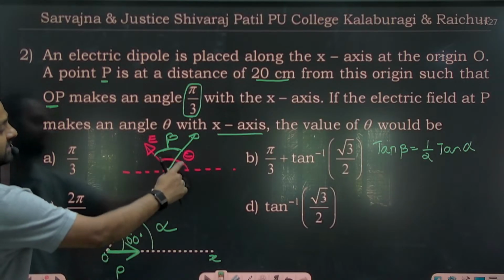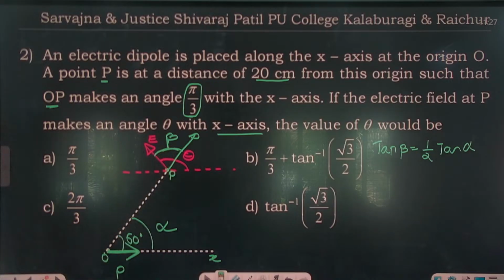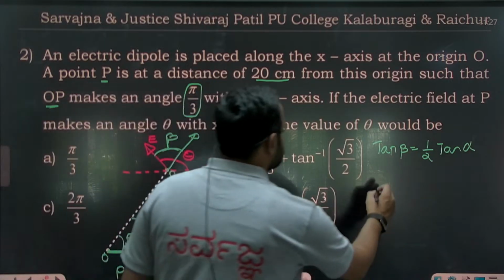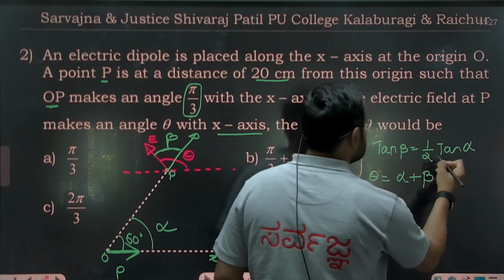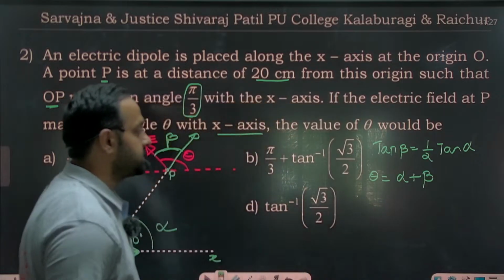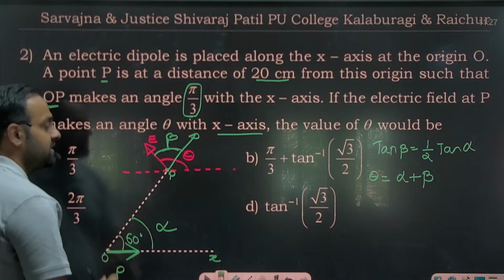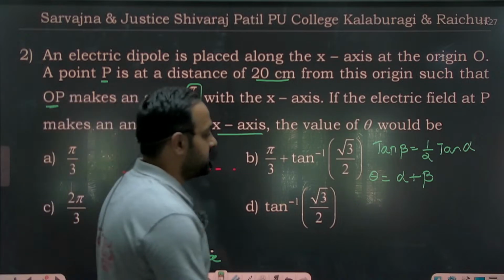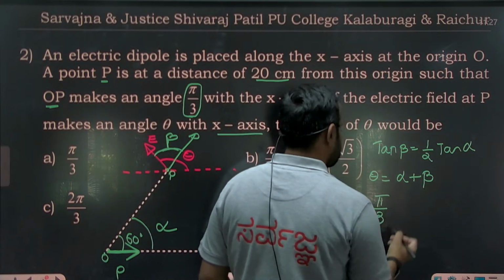Now if you want theta, what is theta? Theta is written as alpha plus beta. Yes, theta is alpha plus beta. So from the diagram you write theta is equal to alpha plus beta. What is alpha? Alpha is already given as pi by 3. So theta is equal to alpha, which is already given as pi by 3, plus beta.